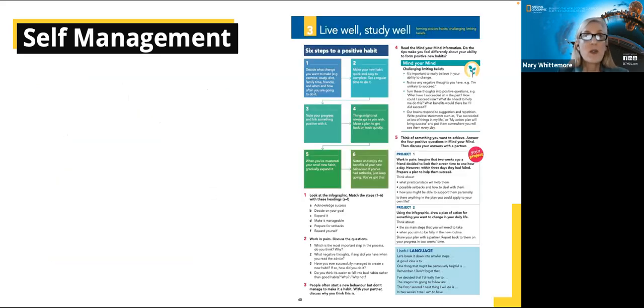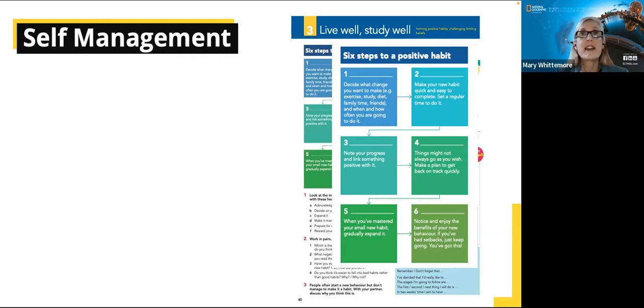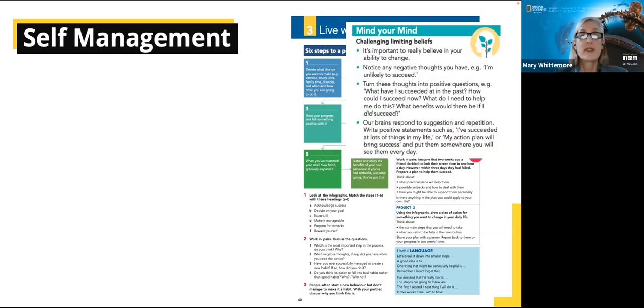And next, we have a lesson from New Close-Up, which is a program for teens. And the lesson here is about developing positive habits. And it begins with an infographic which outlines 6 steps for developing a positive habit. And so students begin this lesson by matching the headings to the steps and then discussing some questions with a partner. And next, they look at the tips in the Mind Your Mind box, which are about challenging limiting beliefs, and apply them to their own tendencies and own abilities to develop positive habits.